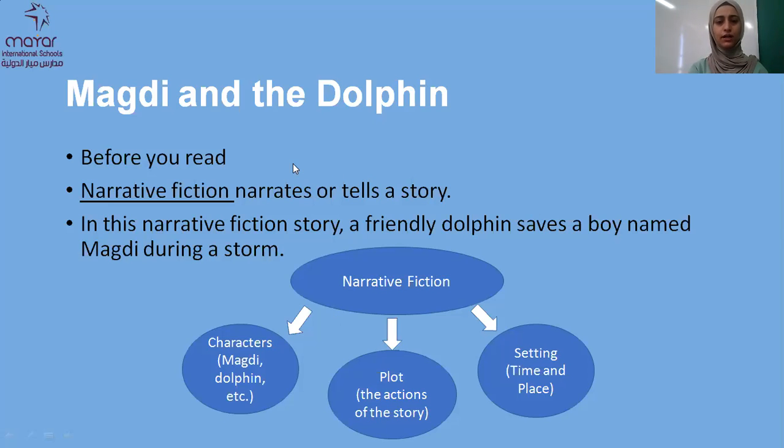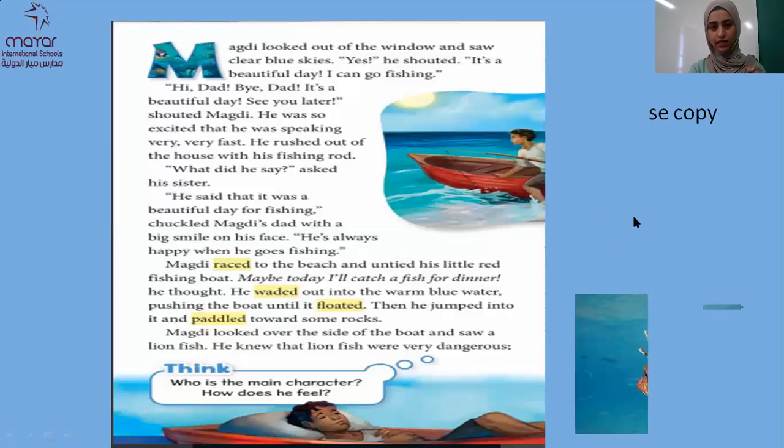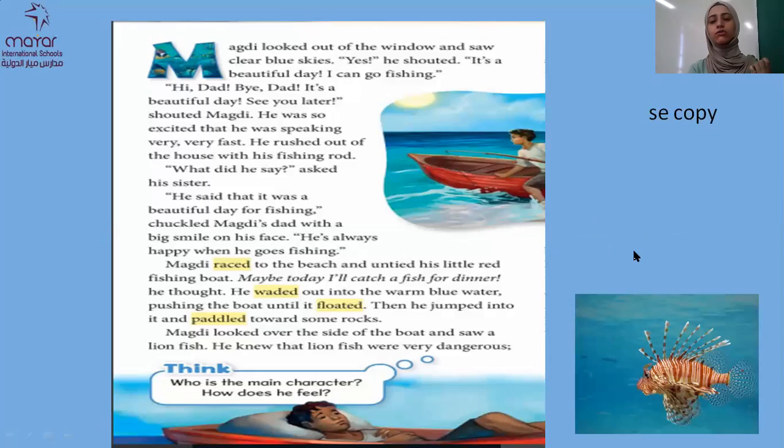So what is this story about? Before we start reading it, it's about a friendly dolphin who saves a boy named Magdi during a storm. All right, so let's start reading this story. So who would like to start reading? Saed?